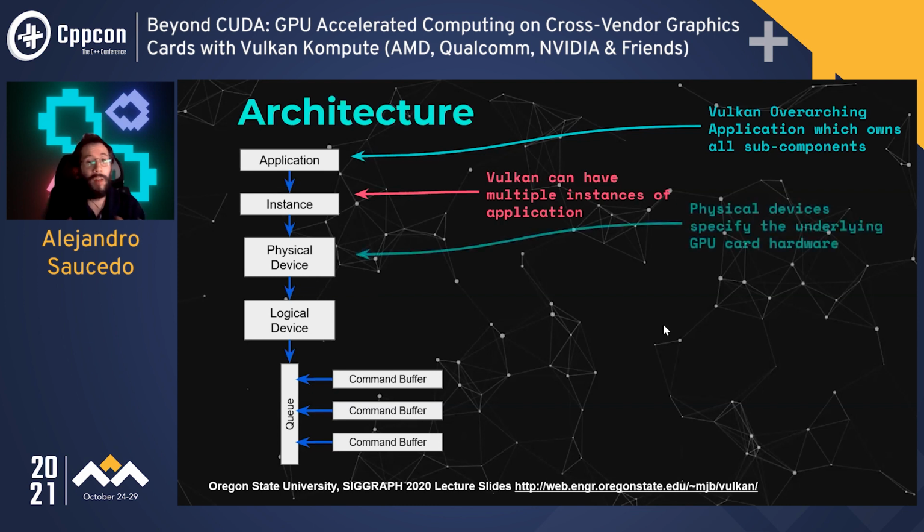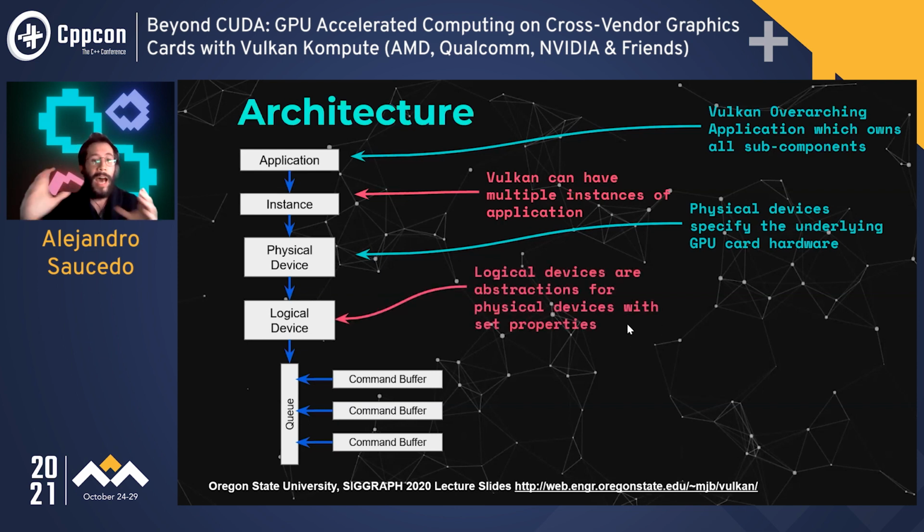Vulkan then allows you to define the concept of a physical device, which would be an actual mapping directly to the hardware, the actual card that is in your device, and then you will be able to instantiate logical devices. And these logical devices are basically windows towards that physical device that may expose different aspects or specifications of your actual physical device. And that means that you can have multiple.